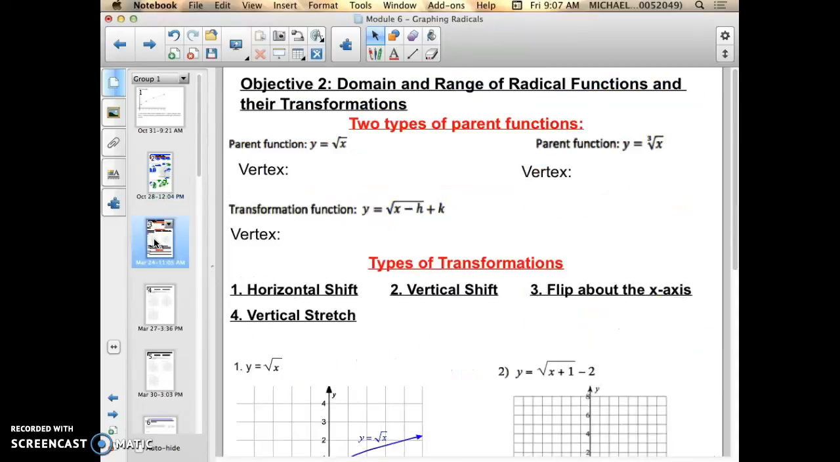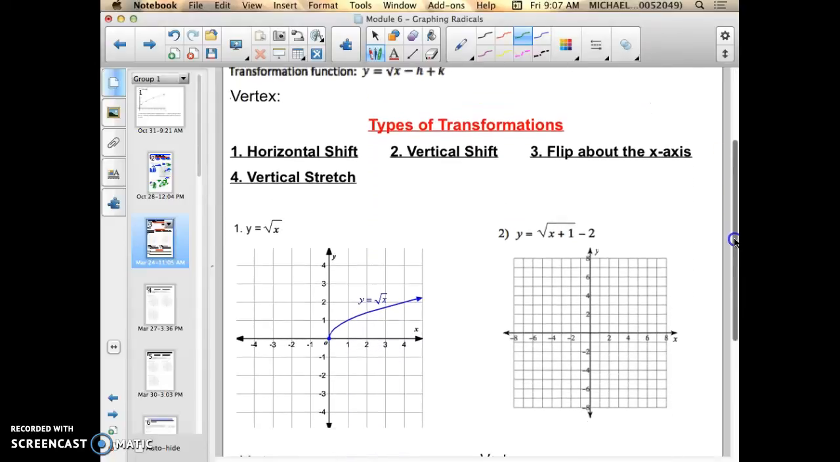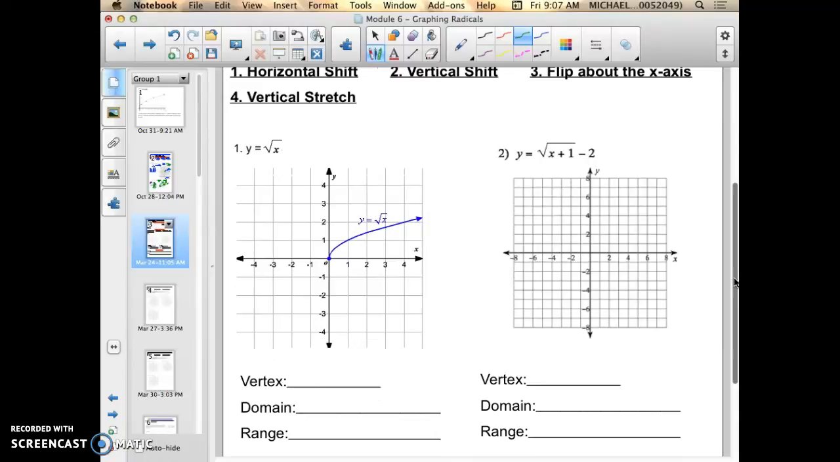So we're going to call upon our familiarity now of the parent functions, y equals the square root of x and cube root of x, for this objective in this video. To begin, because we're going to start graphing these a little bit, we're going to talk about the vertex, the most important part of the graph, because it begins at the vertex. All the transformations are going to be based off of the vertex. And then we're going to talk about the types of transformations that exist, which should be reviewed because we talked about that in Module 2 and 3. And then I want to talk through the domain and range as well.